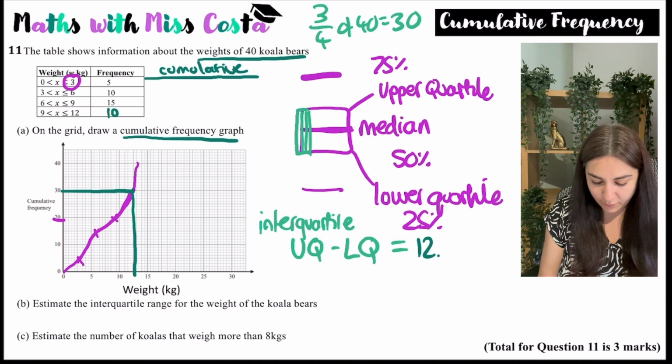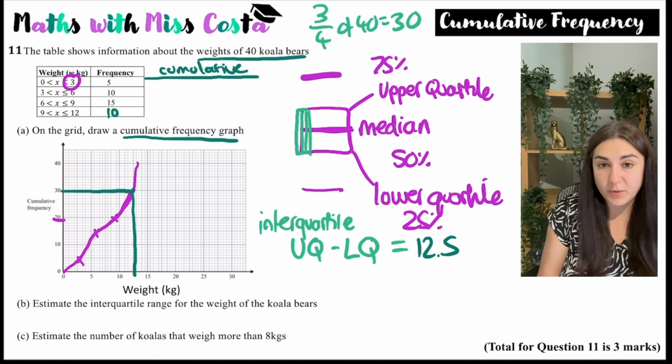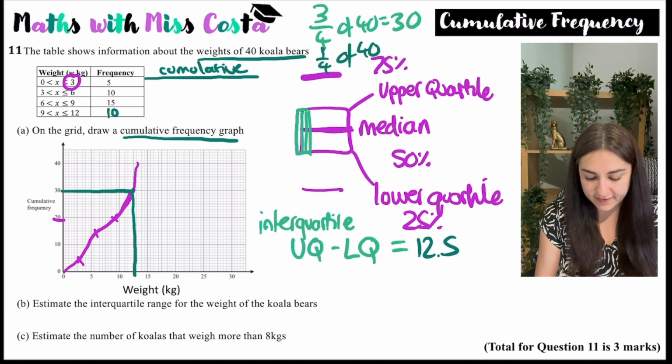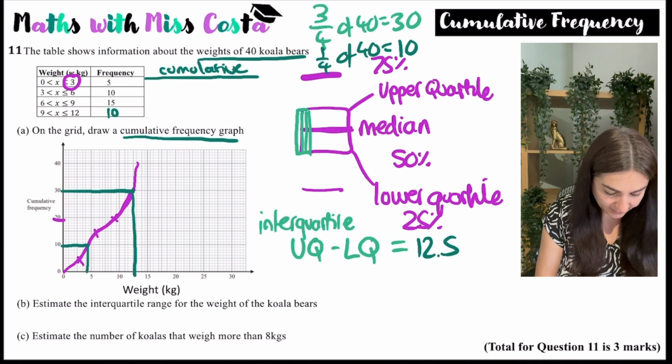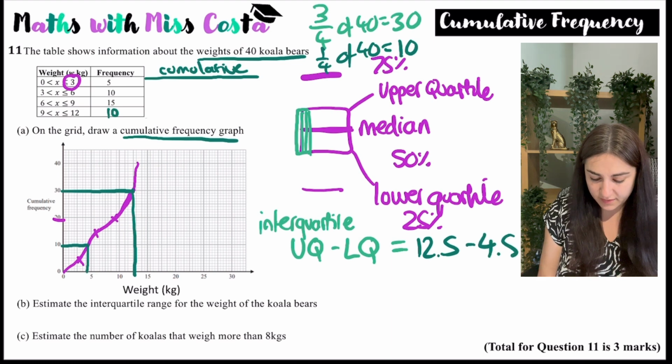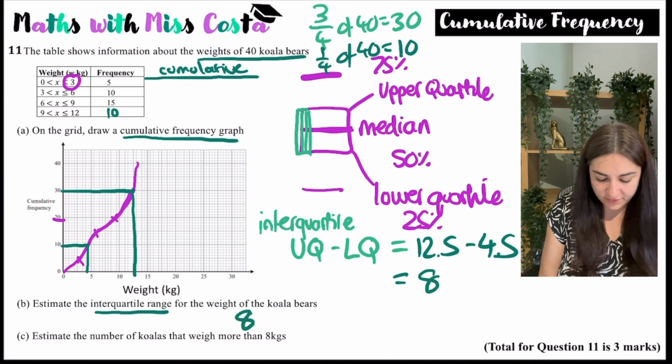So let's just say that's 12.5. And then the lower quartile is going to be a quarter of the data. So a quarter of 40 is 10. So I go across to the graph and then down. So that would be 4.5. And the difference between 12.5 and 4.5 is 8. So the interquartile range is 8 kilograms.